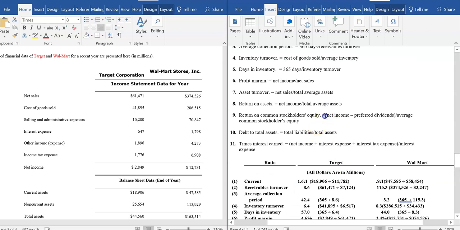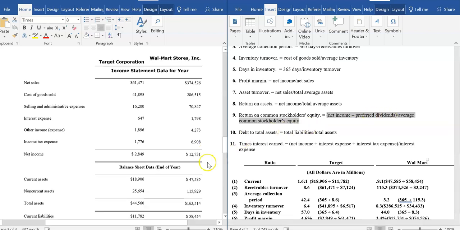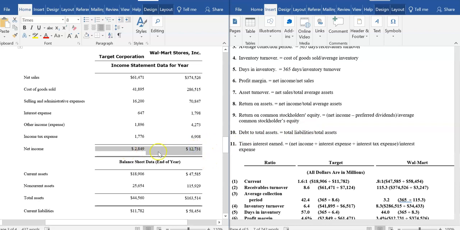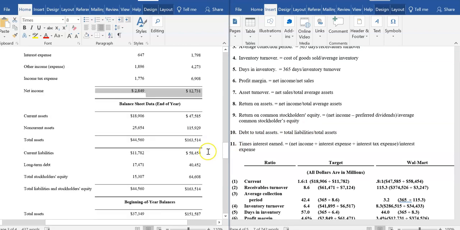All right, next one, the return on common stockholders' equity is going to help us evaluate how well owner investments are providing a return. So in order to do that, we will take net income, subtract out any preferred dividends, and then divide by average common stockholders' equity. Easy part is the amount of net income. That is given here.